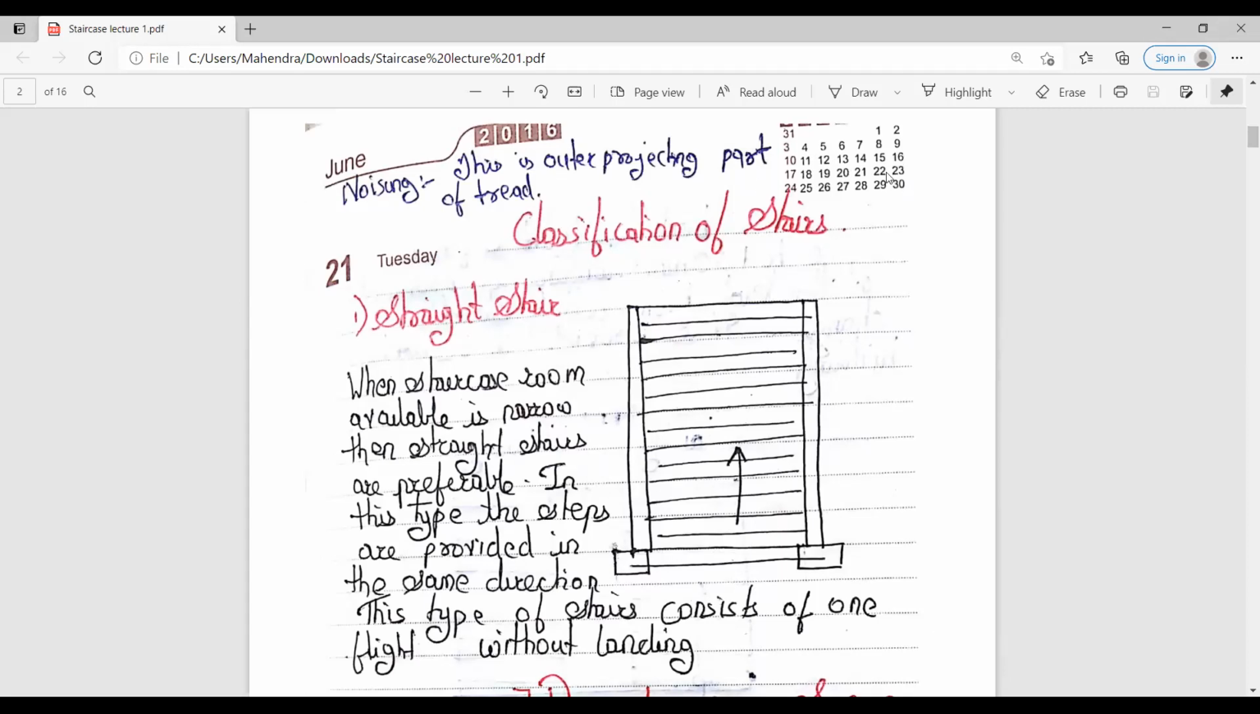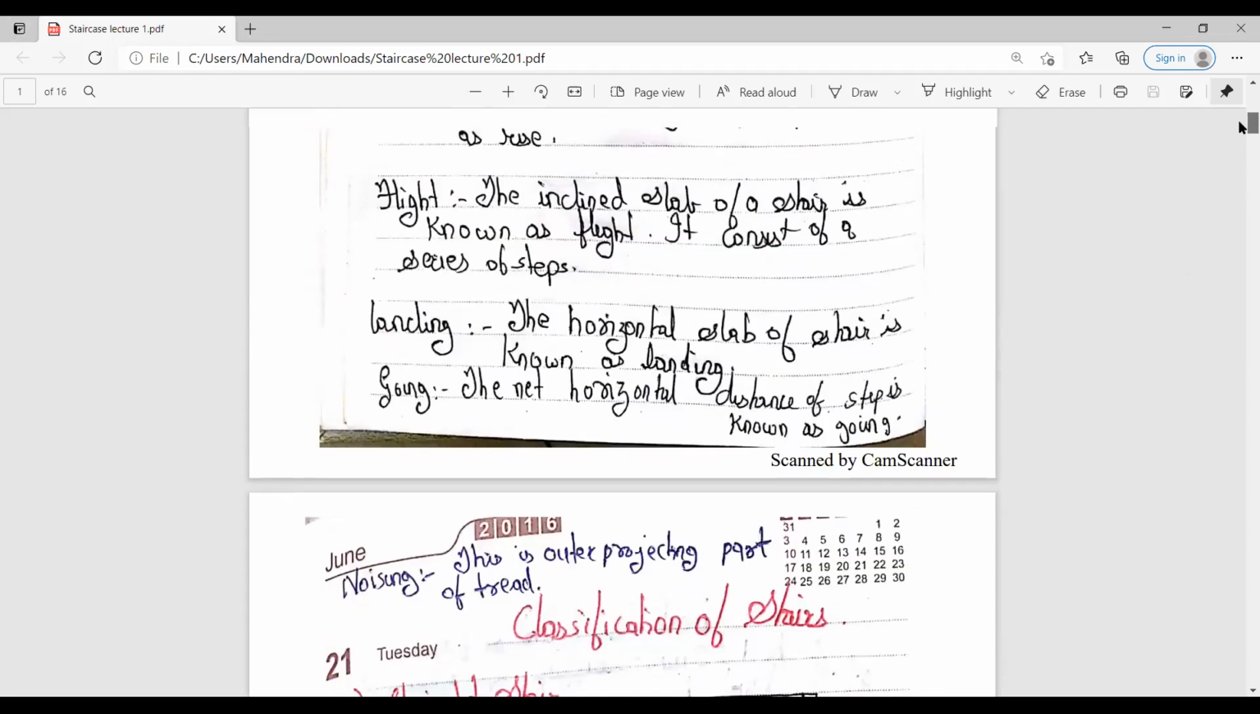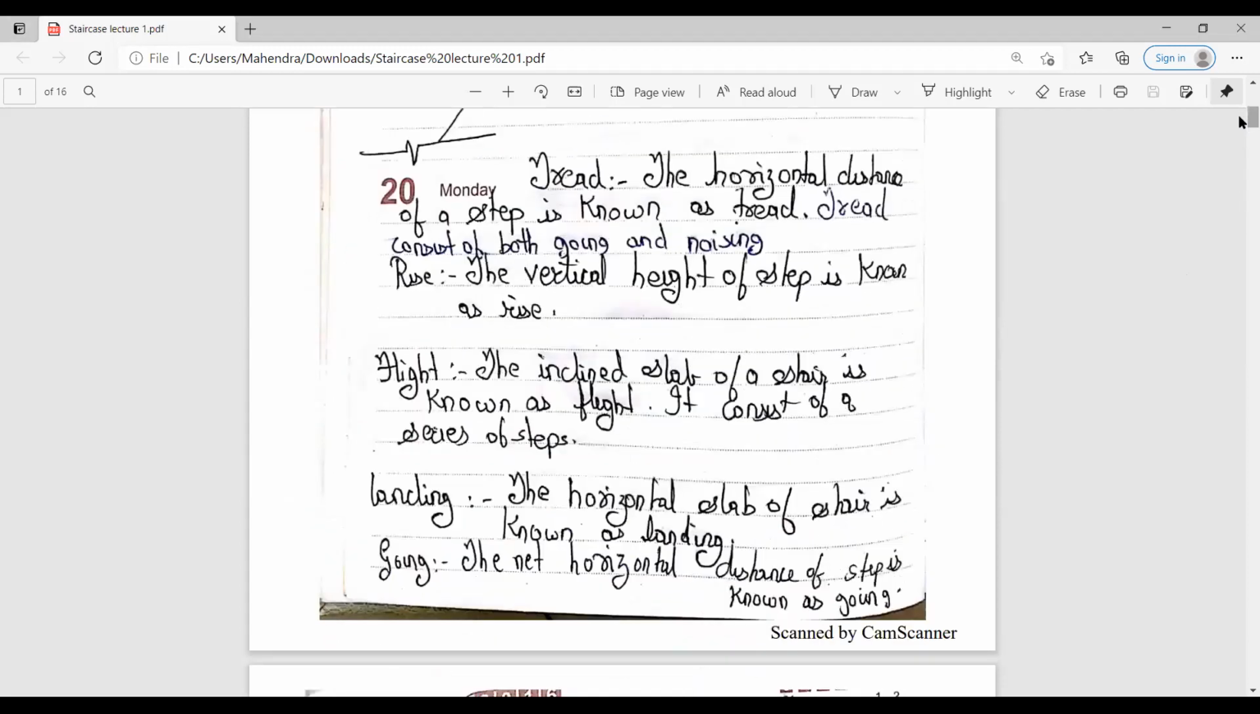I think everyone understood what is meant by landing. Okay, you have not completed, Tanvir. Okay, after completing, let me know. Ma'am, the last point is remaining. Okay, write it down. Done, ma'am. Done? Okay.